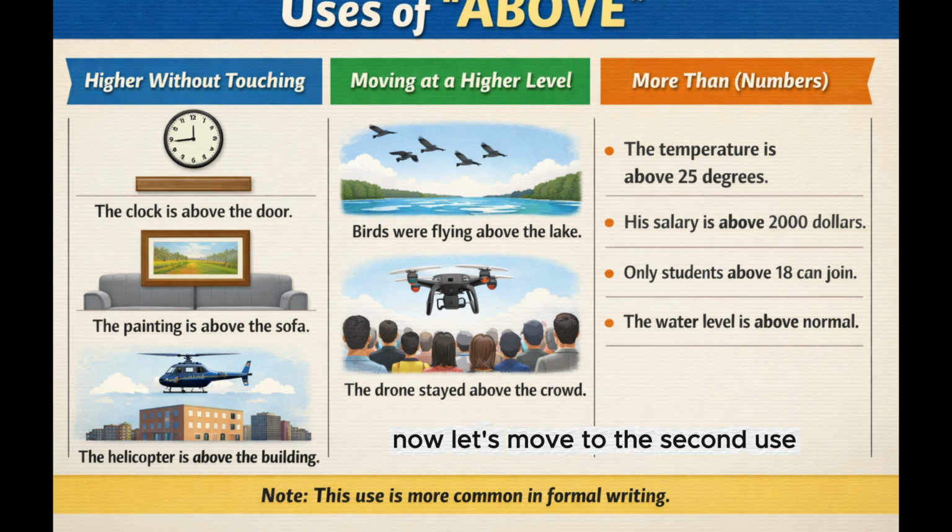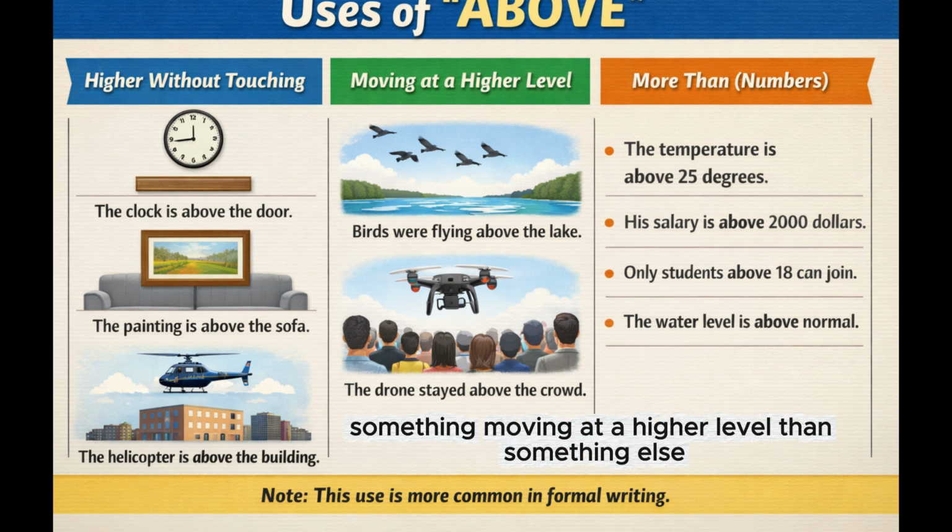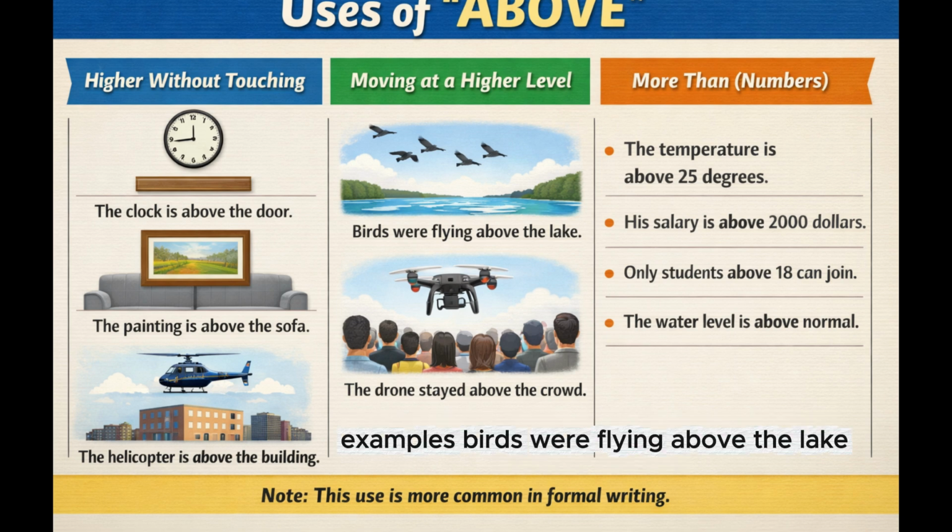Now, let's move to the second use. We sometimes use above to describe something moving at a higher level than something else. Examples: birds were flying above the lake. The drone stayed above the crowd.